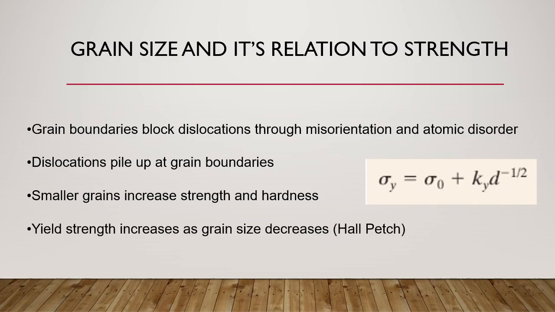When a metal has smaller grains, it has more grain boundary area to block dislocations. As a result, fine-grained metals are stronger and harder than coarse-grained metals. This relationship between yield strength and grain size is described perfectly by the Hall-Petch relationship.